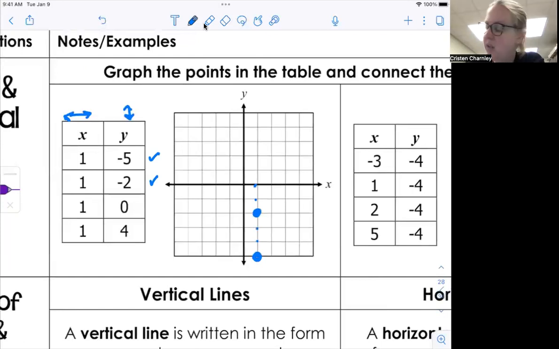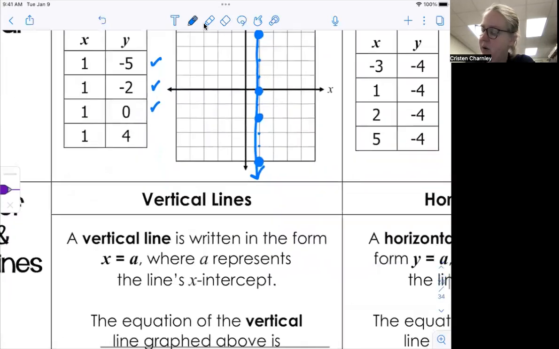The third point is 1, 0. So I go right 1, up or down 0, is right here. And then I go right 1, up 4. 1, 2, 3, 4. Now, if I connect them to make a line, this is called a vertical line. So we're going to go up and down here.